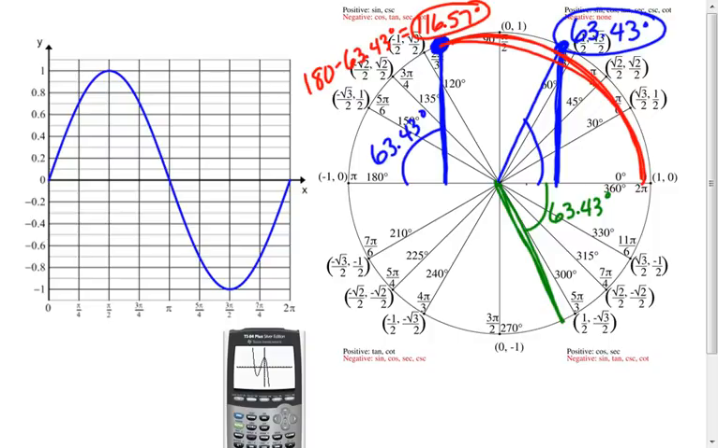I want you to measure the distance from 0. So you can see that this 63.43 degrees makes you 63.43 degrees shy of one trip around the unit circle, or shy of 360 degrees. So to figure out this spot down here, I will go 360 minus 63.43 and figure that out and get 296.57.